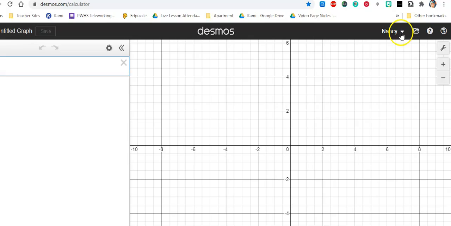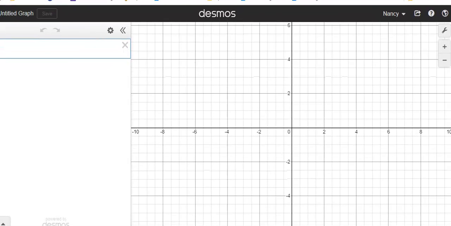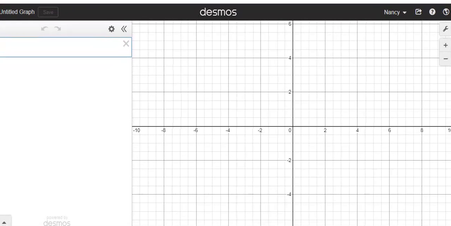I'm already logged into mine, so mine just says my name here. Let me see if I can move this down a little bit. There we go. Okay, so we are going to go right here to this blank, and we're going to type in our next equation. You can type y equals, or you can type f of x equals. It really doesn't matter. If you type y equals and then start typing in your equation, that'll be fine.